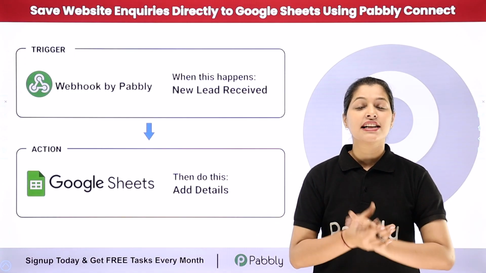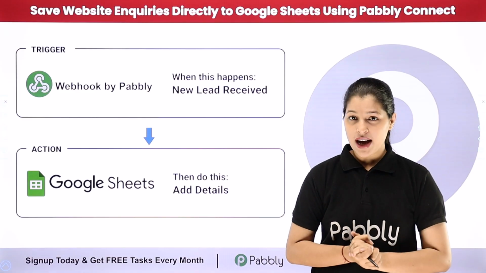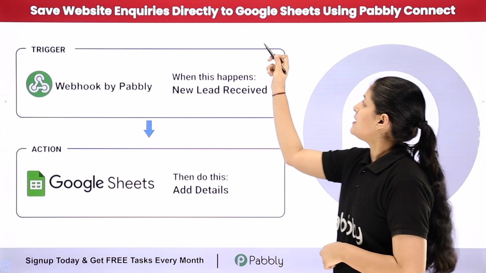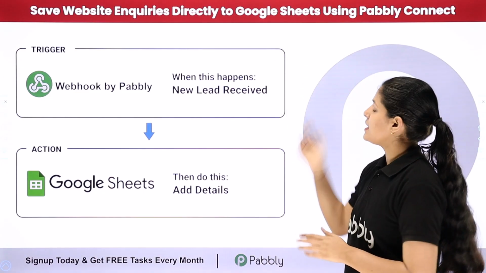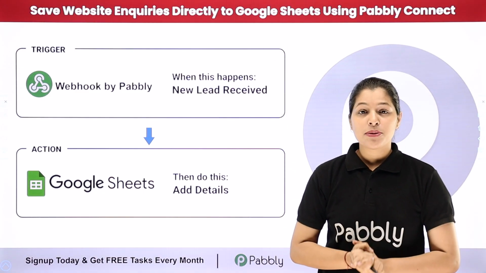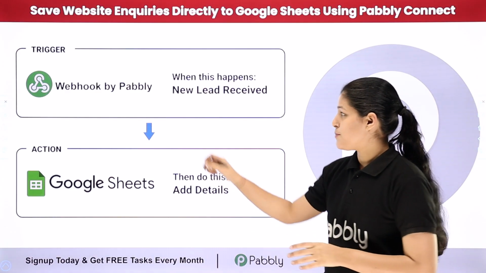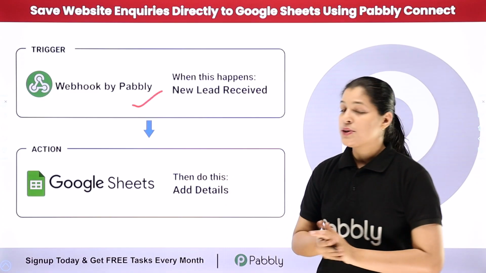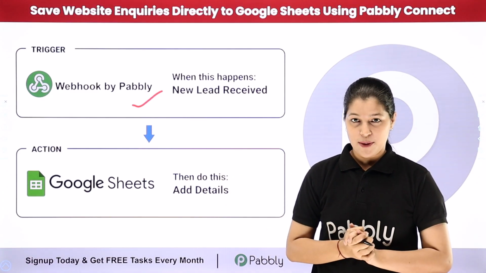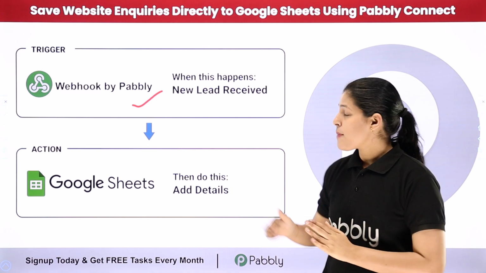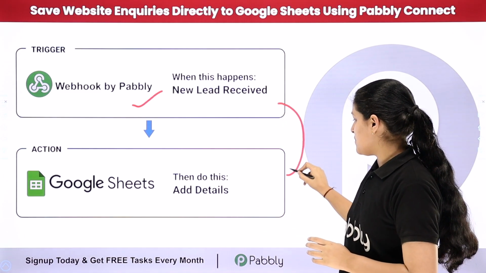So hello everyone, welcome to Pabbly, and in this video I am going to show you how you can save website enquiries directly to Google Sheets using Pabbly Connect. For building this automation, I am going to use an amazing application provided by Pabbly, that is Webhook by Pabbly, which is going to be used for connecting my website form. And as soon as I receive a new lead over my website form, I am going to add the details in the Google Sheet.